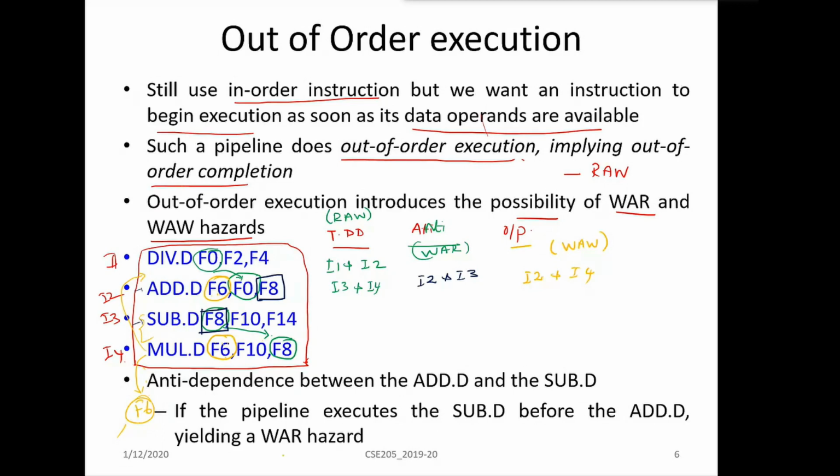Okay, I think this is what they have given. There is an anti-dependence between the add and sub, that is instructions 2 and 3. So if you execute the sub instruction before the add instruction, it may lead to the WAR hazard.